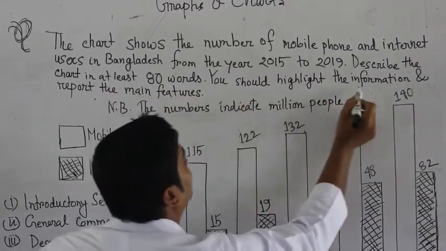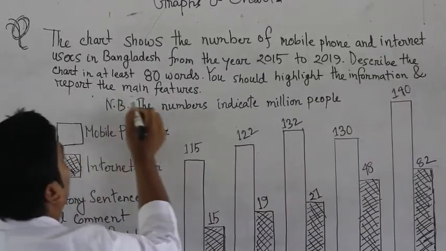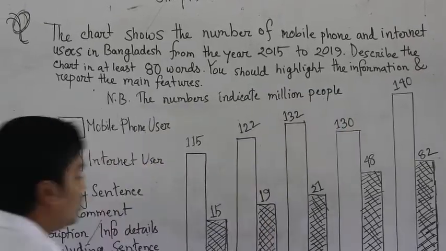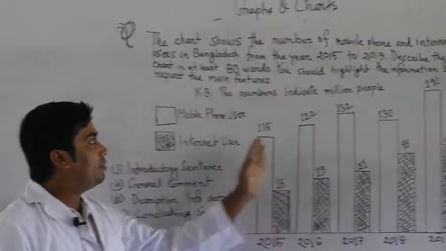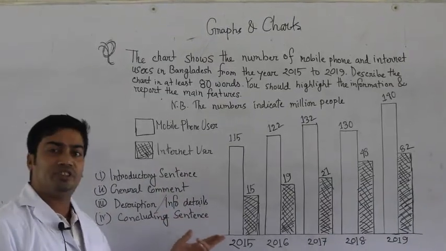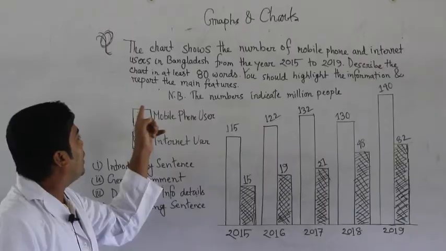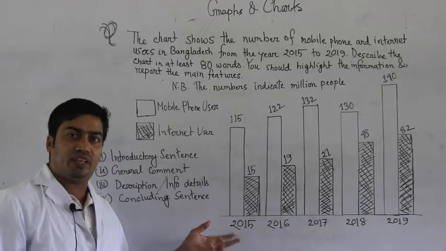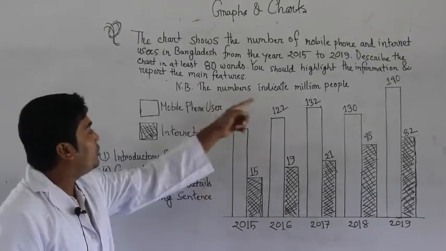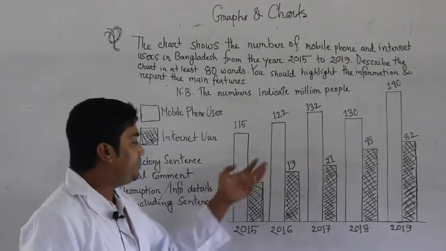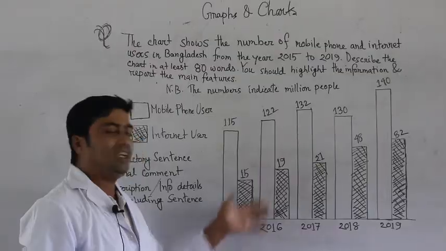You should highlight the information and report the main features. NB, nota bene, the numbers indicate million people. So the question suggests that this chart is about mobile phone and internet users in Bangladesh from the year 2015 to 2019. We have to describe the chart in at least 80 words, and highlight the main features and information put in the chart.